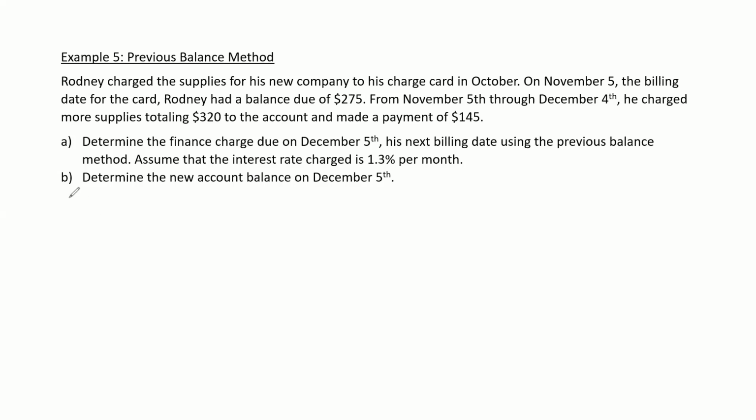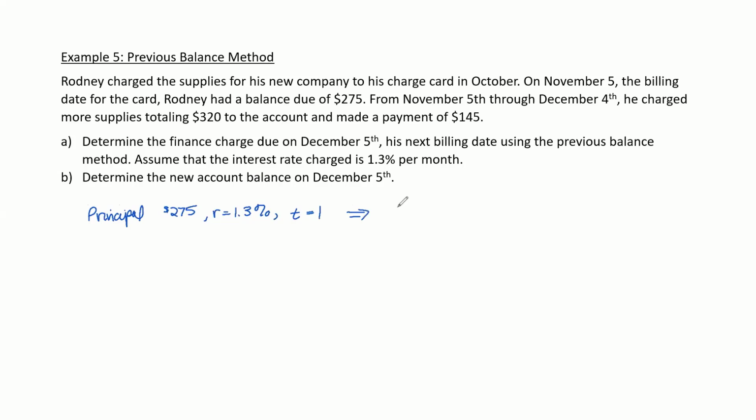So on December 5th, we're starting with the finance charge that he had due, which was only what he owed before November 5th when he started charging more. Okay, so he had the $275 principal at the beginning of the month. That's his previous balance. Our rate is 1.3%, and time is 1 month.